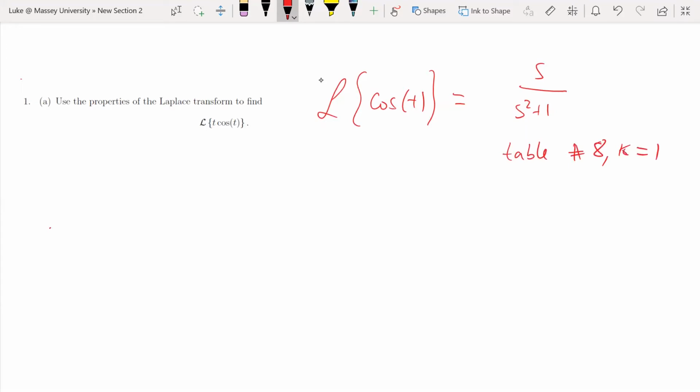Again, I'd really like you to include this information in here because it tells me where you've got the information from, and not that you've just used some other outside resource, which you are not supposed to do for the tests. Okay, but we don't have the Laplace transform of cosine t. We have the Laplace transform of t times cosine t.